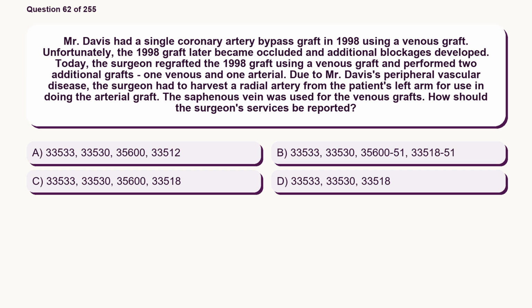Option A, 33,533, 33,530, 35,600, 33,512. Option B, 33,533, 33,530, 35,600 to 51, 33,518 to 51.